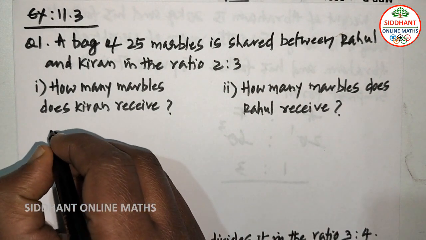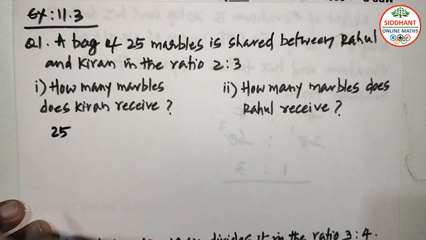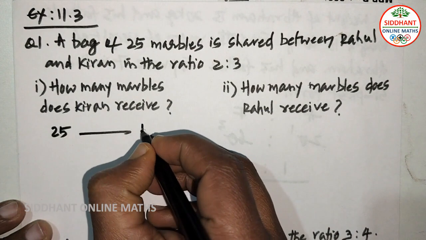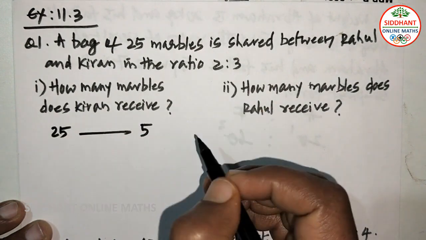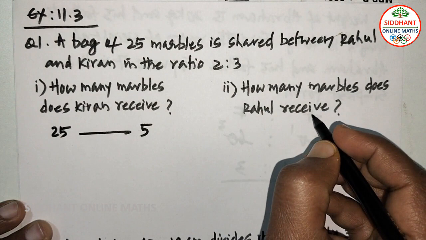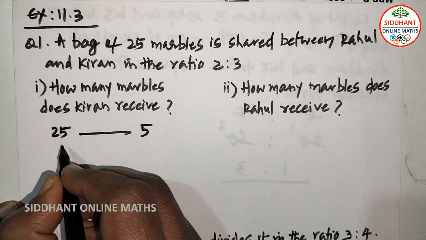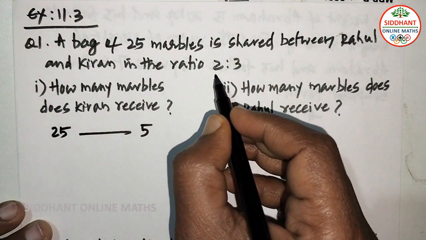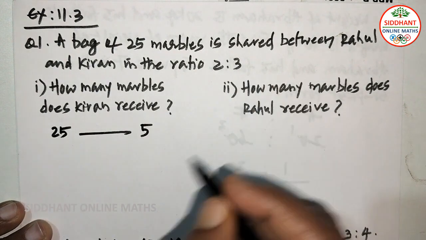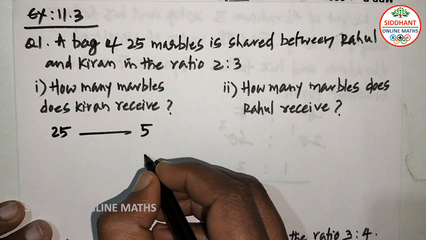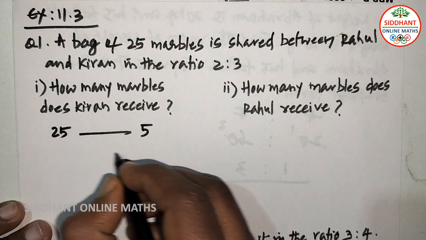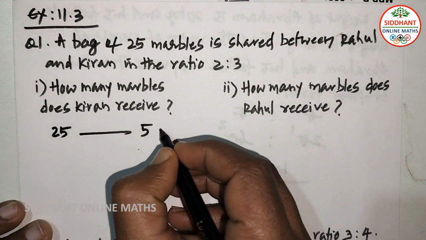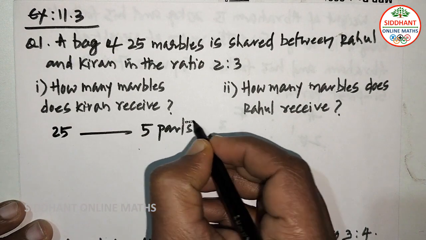So here we are going to see 25 marbles, which is divided into 5 parts, that is 2:3. So 2 parts for Rahul and 3 parts for Kiran here. Kiran will get 3 parts out of the 5 parts. So 25 marbles, 5 parts, then 3 parts.